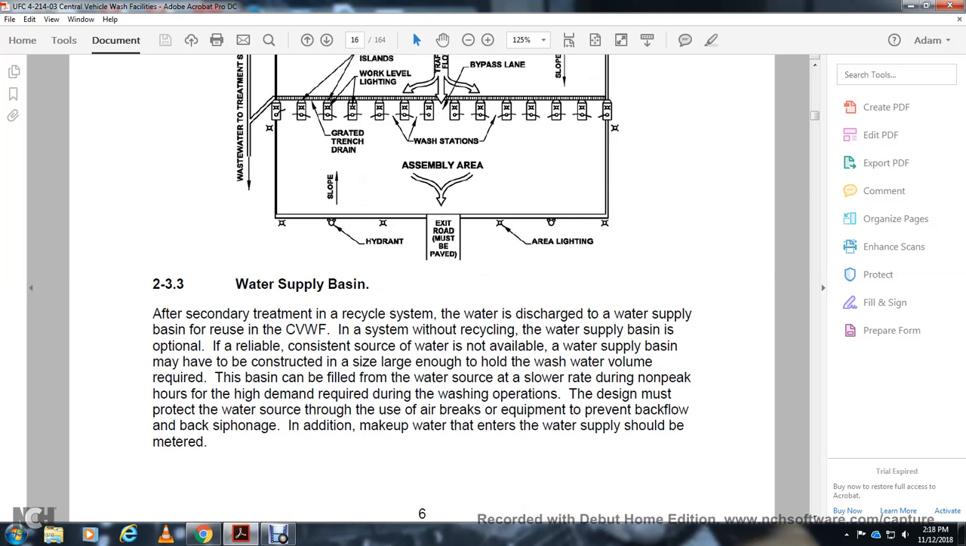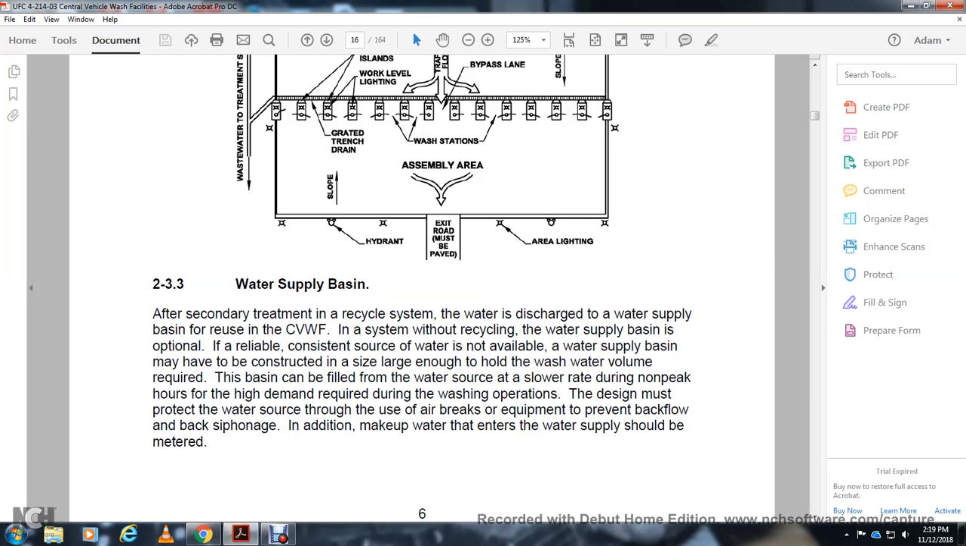For the water supply basin, after secondary treatment, the recycled water is discharged to the water supply basin for the central vehicle washing system. The option should be reliable, considering the source of water is not available. The water supply basin may have to be constructed large enough to hold the water volume required, so that it can be filled from the water source at the flow rate during non-peak hours, given the high demand required during the washing operation.